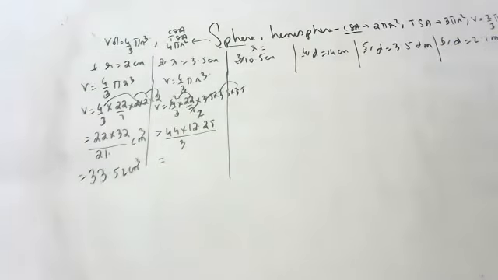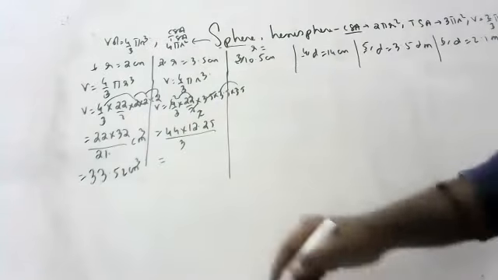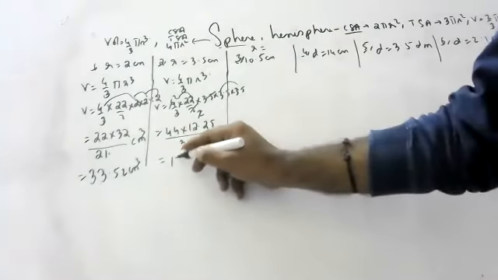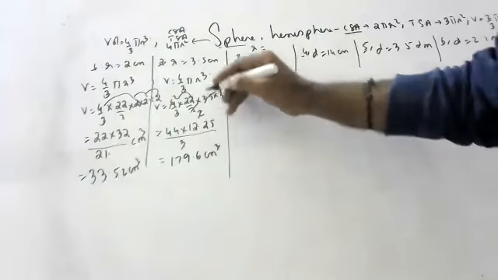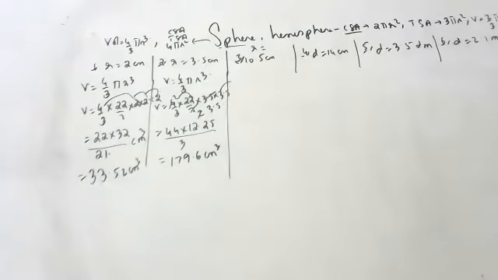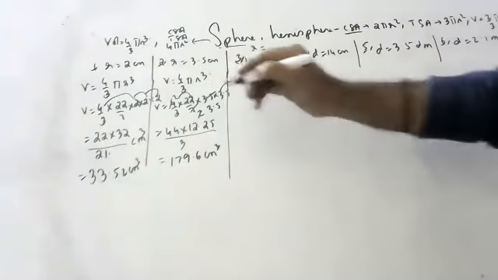Can anyone help me with this one? 44 into 12.25 by 3. Can anyone? Sir, 179.6. 179.6 centimeter cube. Okay, children. So this is okay. Next, third question. Okay, Sujit, tell me the third question.